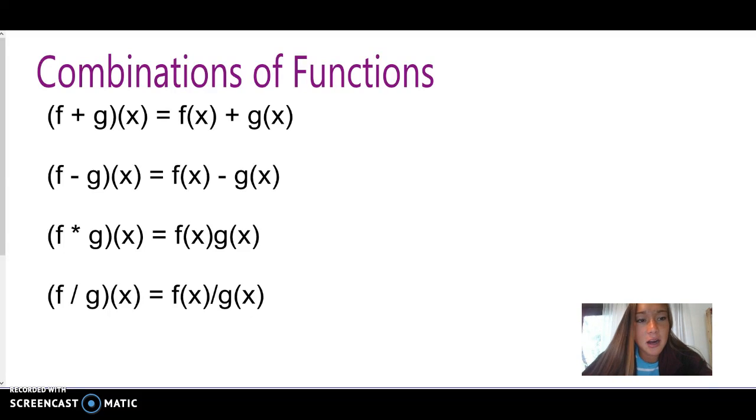Hola. Today we're going to talk about combining functions. So we're going to hop right to it.